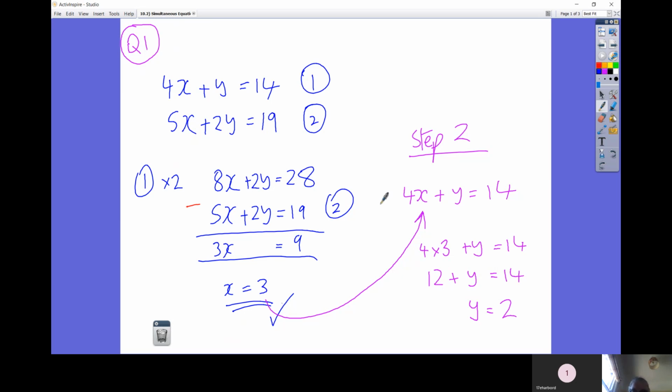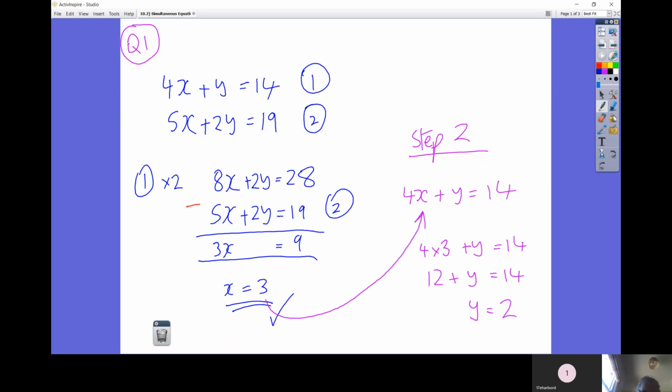So just to go over that again, you take any of the equations that you started with. I wouldn't take one of the ones that you've multiplied, or doubled. That does still work, but the numbers get quite big. So always make sure you go back to the very beginning and choose one of the 2 original equations. So I've taken 4x plus y equals 14.